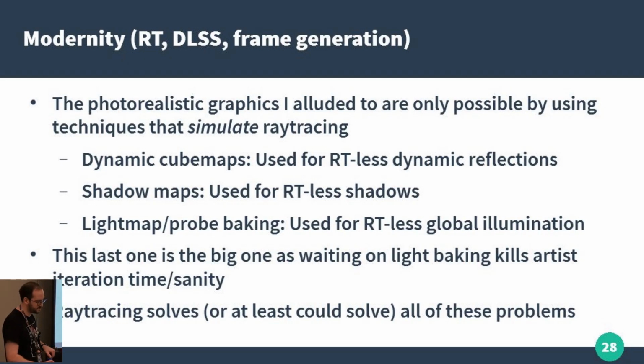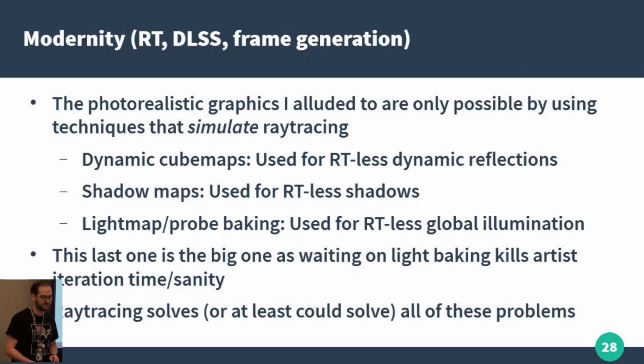Things like dynamic cube maps for ray tracing-less dynamic reflections, shadow maps so you don't need to use ray tracing for shadows, and the big one, light maps and light probes for doing global illumination and the way light bounces around a scene without ray tracing.